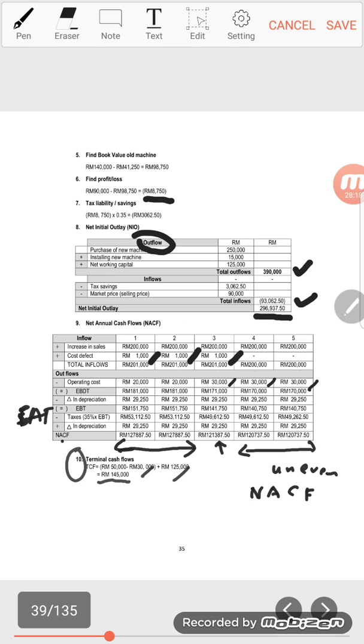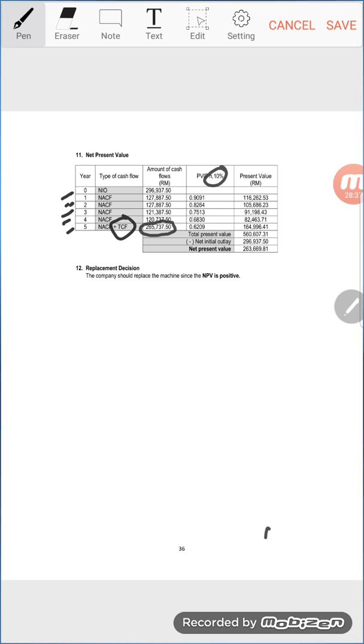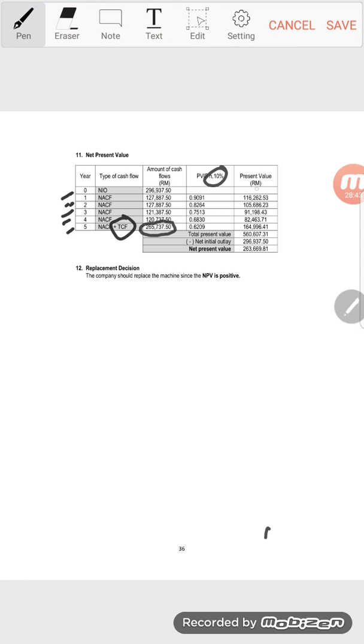Okay, you refer pada table PVIF 10%. Bila you dah tengok 10% kat table, so you list down berapa figure yang you dapat daripada table tu. Dah dapat figure PVIF ni, you darabkan dengan amount of NACF tadi. Okay, bila dah darabkan, you akan dapat present value dia. Present value ni macam biasalah, you totalkan semua, dapatkan total present value. Okay, dan tolak NIO. Ingat lagi tak formula dia?